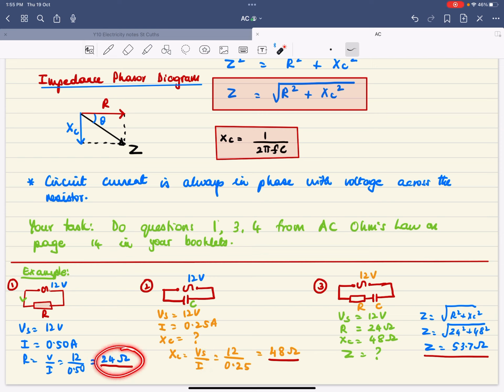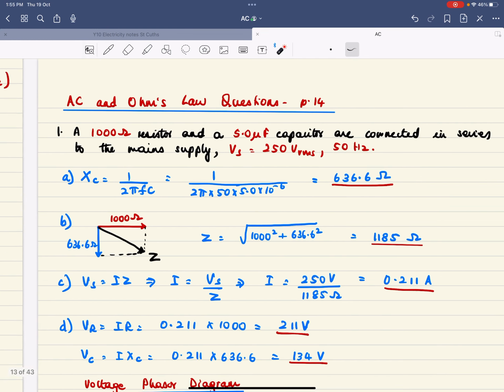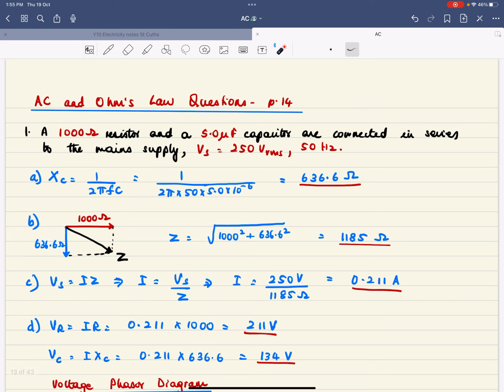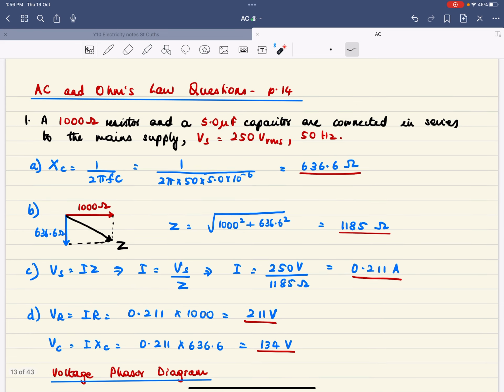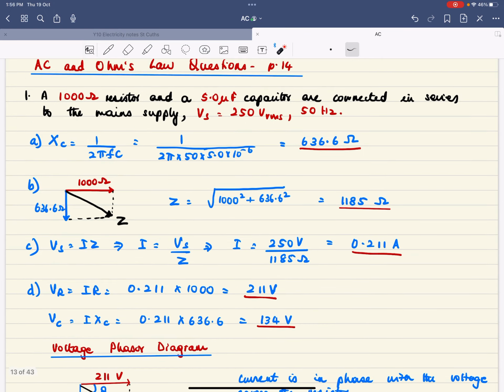Now that I know the resistance of the resistor and reactance of the capacitor, I can combine both of them to get my impedance, and they need to be added using Pythagoras. Okay, now there are some questions on Ohm's law which I have done, and you're most welcome to take a look to check your own answers.